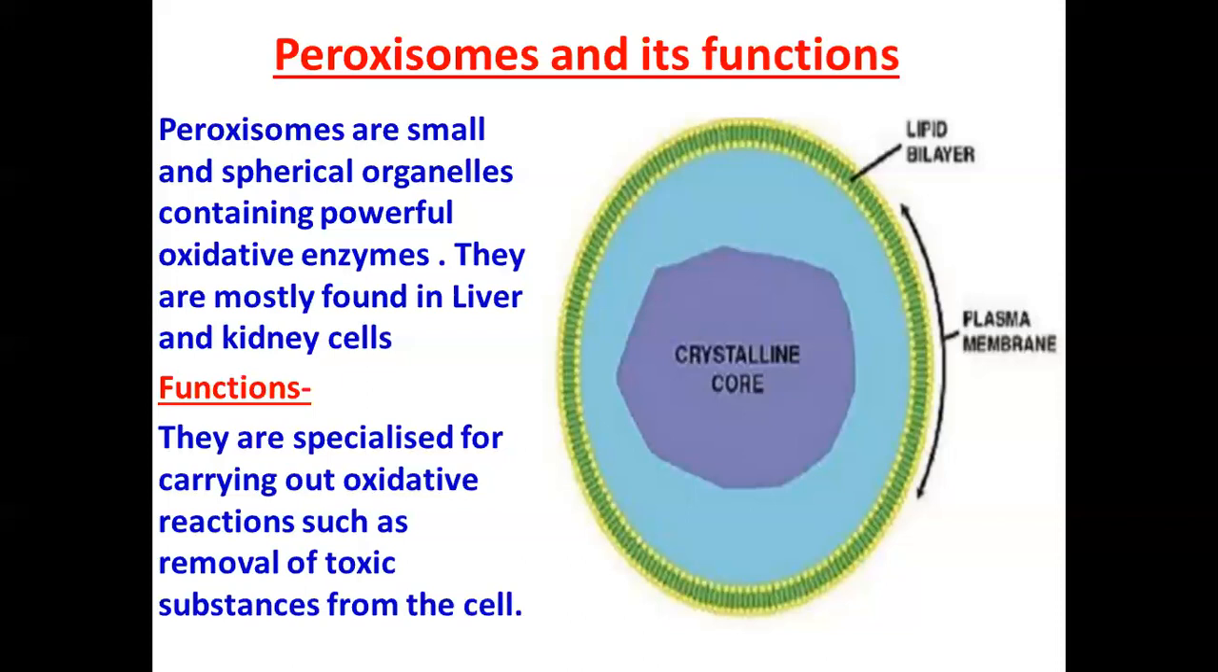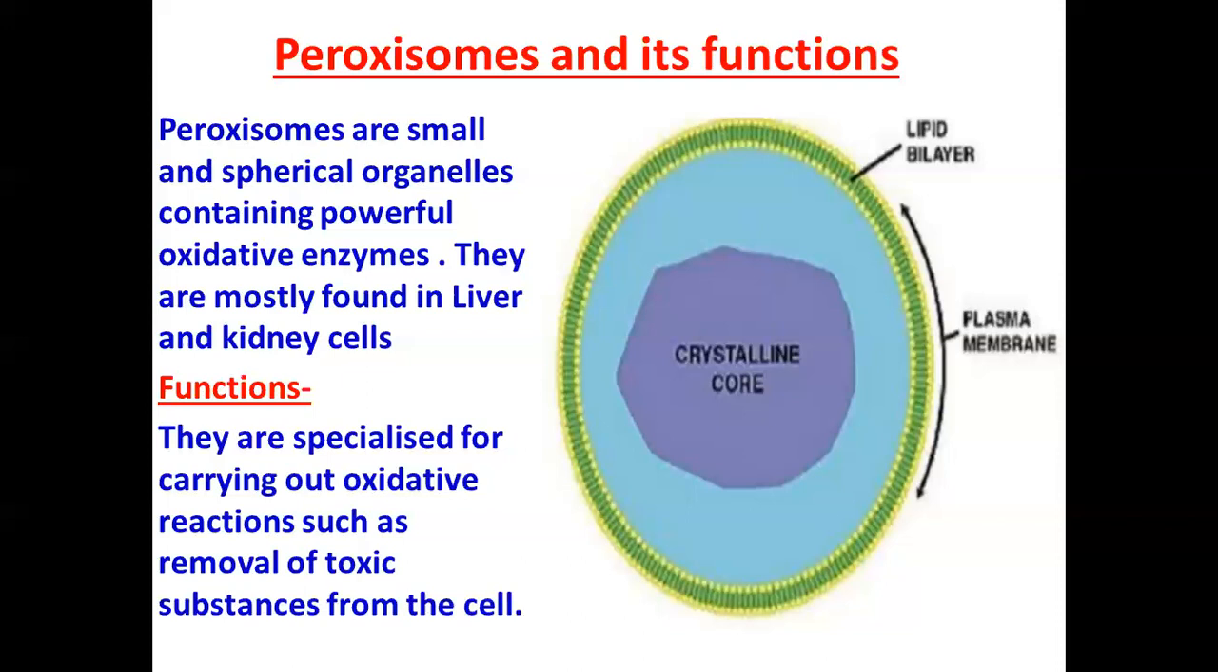Clear? Now, what is the function of this particular organelle? Peroxisomes are specialized for carrying out some oxidative reactions such as detoxification, or in simple terms, removal of toxic substances from the cell. The catalase enzyme of the peroxisome catalyzes the decomposition of hydrogen peroxide to water and oxygen. Hydrogen peroxide is a byproduct of certain cell oxidations and is very toxic, so it must be eliminated immediately. So that is the role of the catalase enzyme.